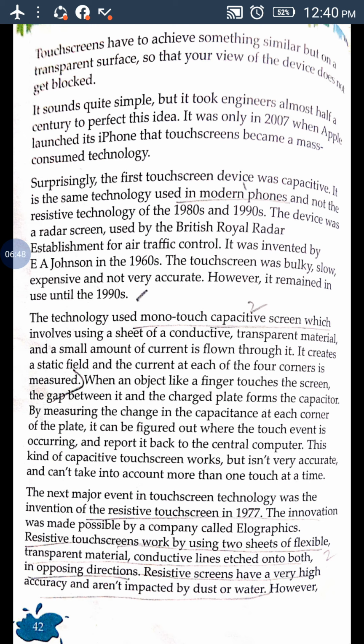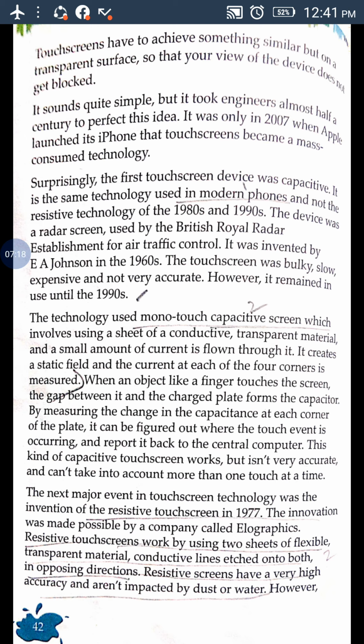This kind of capacitive touch screen works but isn't very accurate because it is measured by the corners, and it cannot take into account more than one touch at a time. Like our monitors, laptops, and mobile phones, so many of us are using multiple touches at a time, isn't it? But in those days, only one touch could be measured.